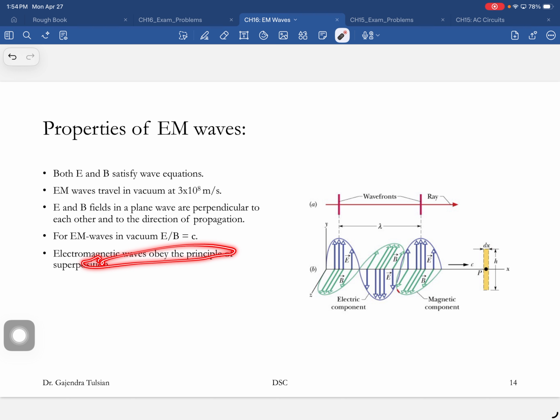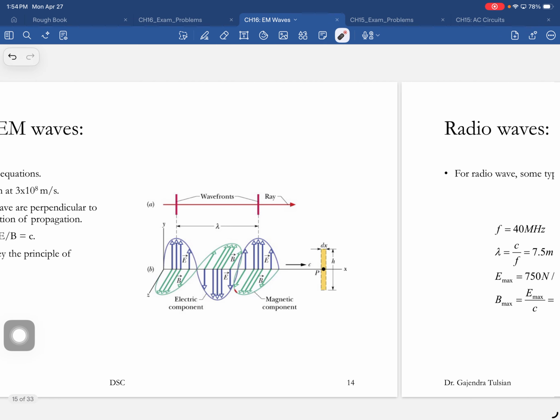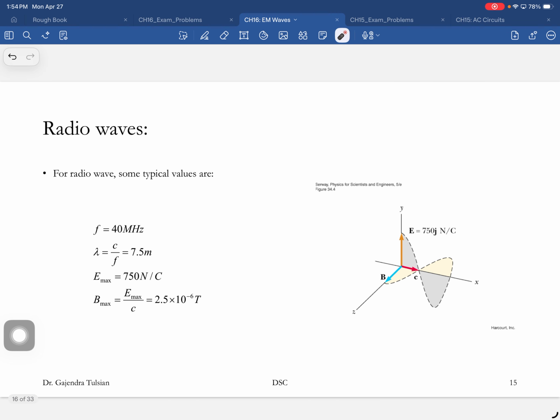So most of the time we're just interested in the average value. So S, the average of the Poynting vector, is just the amplitude E max divided by root 2 times B max divided by root 2. So E max divided by root 2 times B max. So there's the average intensity.